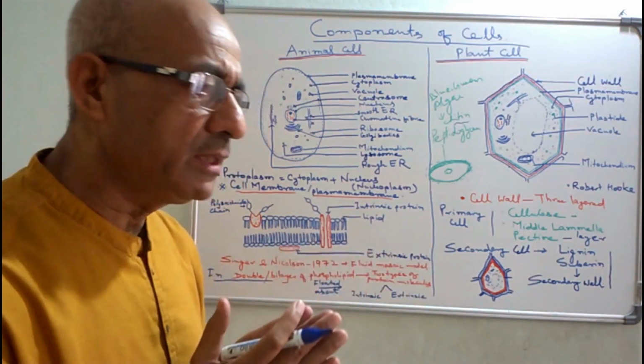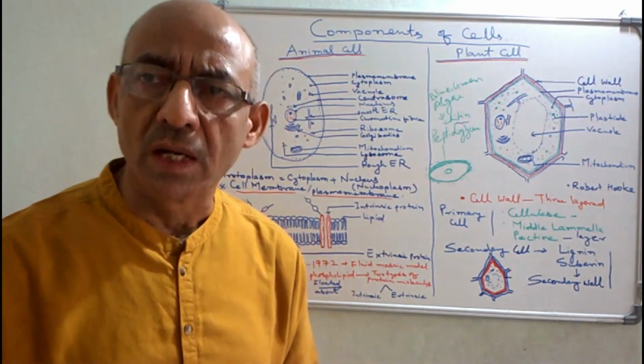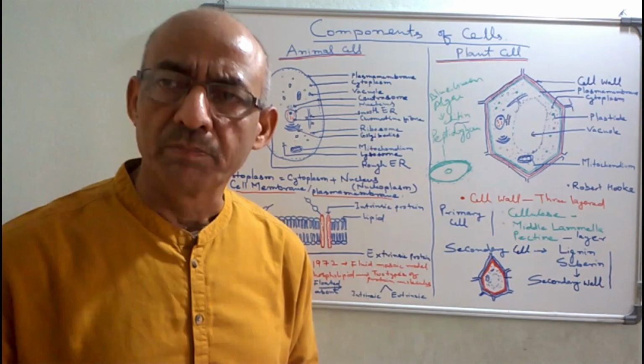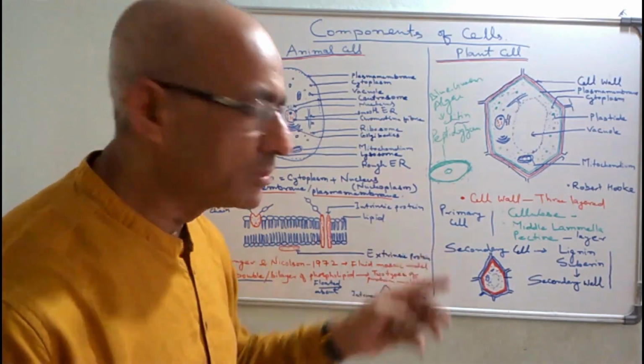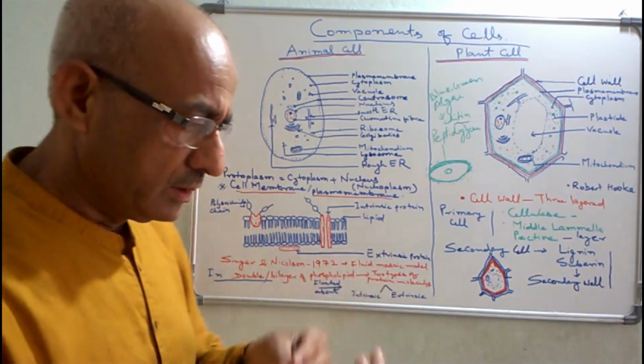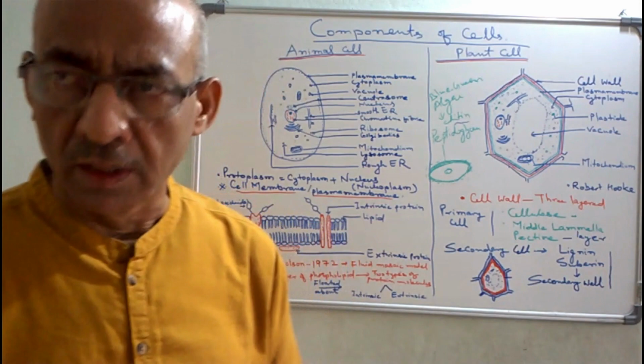Secondary cells actually provide mechanical support to the plants, and special protection to the plants. They form the bark. They are also found in conducting tissues, in the vascular bundle.